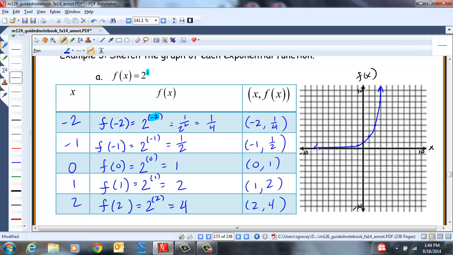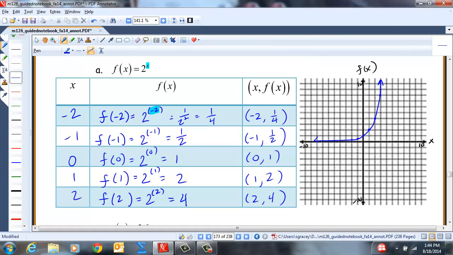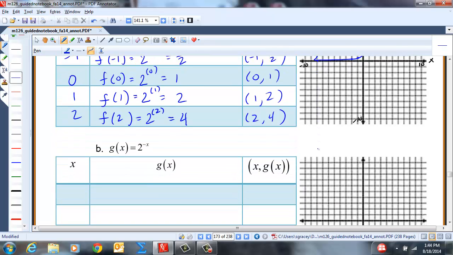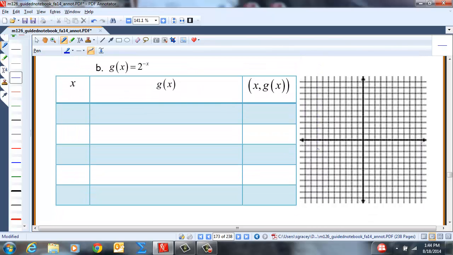All right, so this next one, you've got a choice. You could plug in ordered pairs, right? Or you could use your knowledge about transformations. So with this one, this would be the graph of 2 to the x, which will be reflected across the y-axis. So it's your choice. If you want to plug in ordered pairs, you can. I'll show you doing it that way, or just use your mad transformation skills.